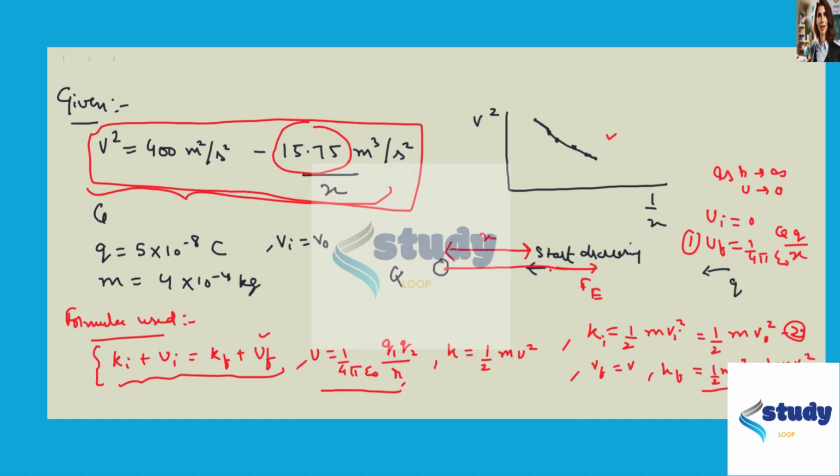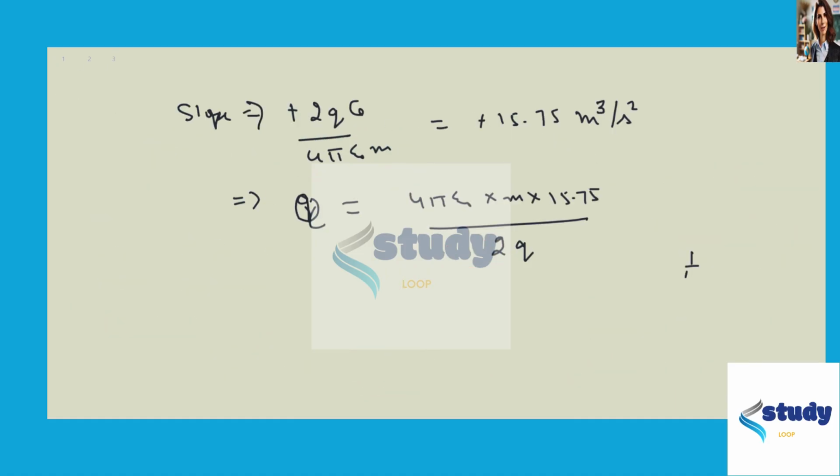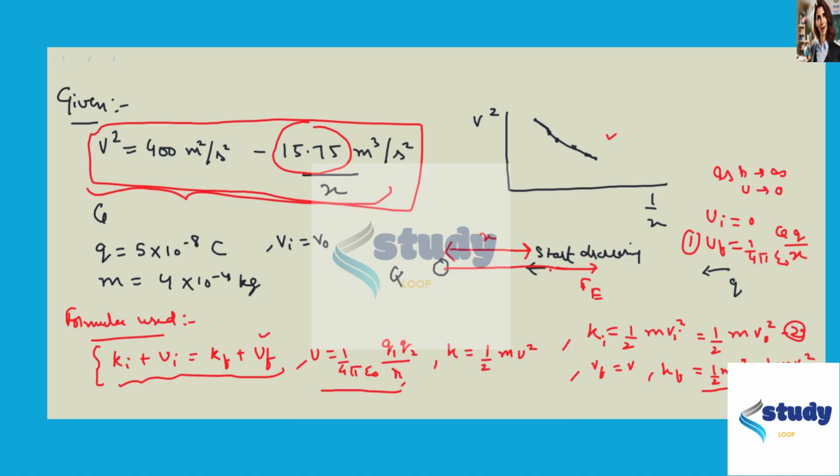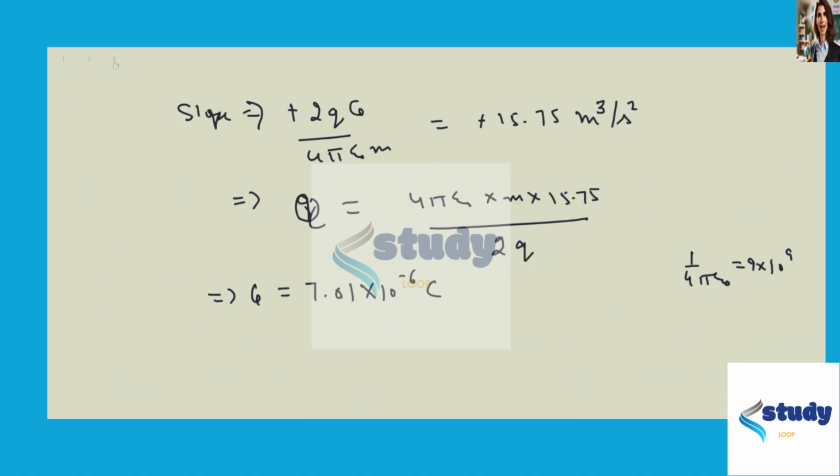Now putting the value of q here and m here, and 1 by 4 pi epsilon naught is equal to 9 times 10 to the 9, Q comes out to be 7.01 times 10 to the minus 6 coulomb. This is a positive value. That means it should be a positive value because we had the small q as positive and the particles start moving there. So for the velocity to decrease and follow this relation, there must be some repulsive forces, and that is only possible if both q and capital Q have the same sign of charges.